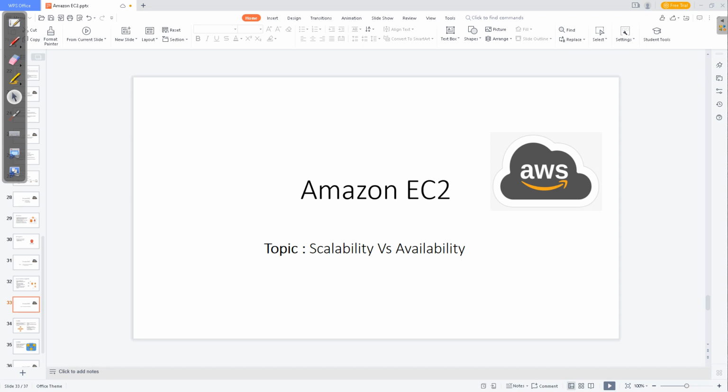Hello guys, what's up? So we'll begin our discussion with scalability and availability. This is an important section for those who want to learn the load balancing part.